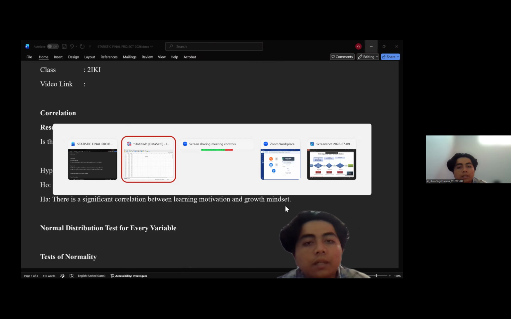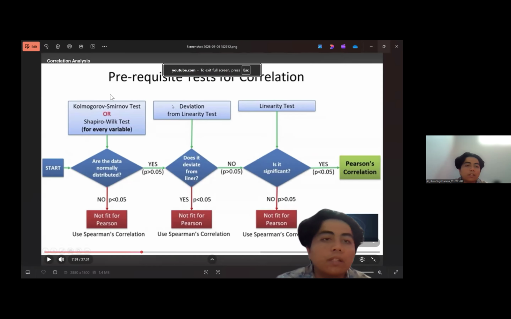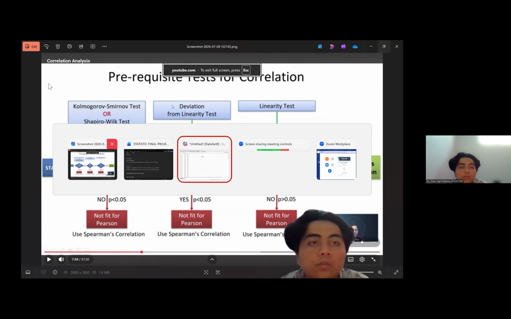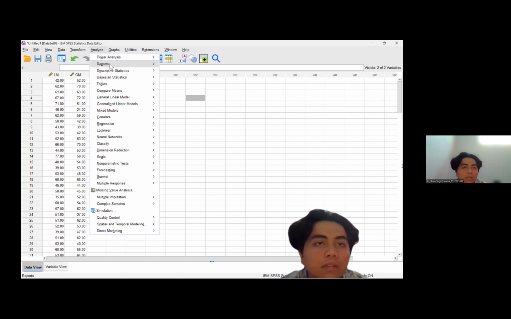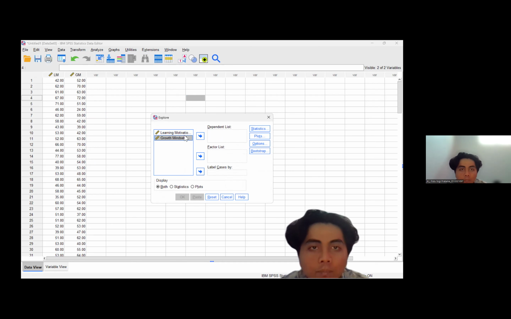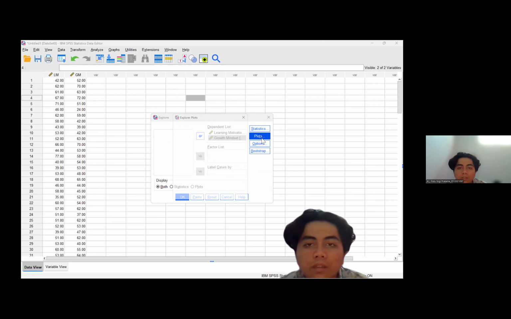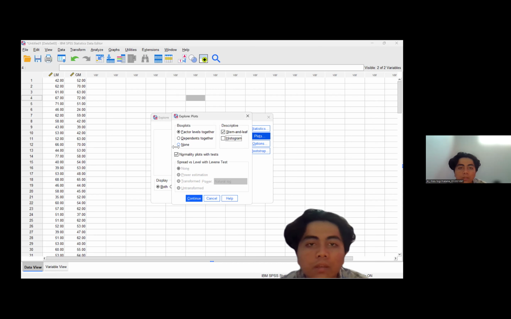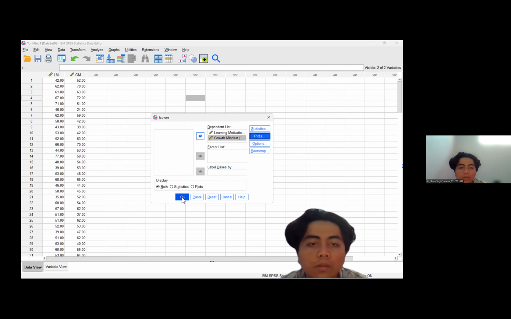So we move to the prerequisite test for correlation. First we need to see if the data is normally distributed or not, so we need to do the normality test. We move here: analyze, descriptive statistics, explore. Put both variables in the dependent list, because it's not a t-test. And then click plot. You need to check the normality plots with tests and the histogram, then continue. Okay.